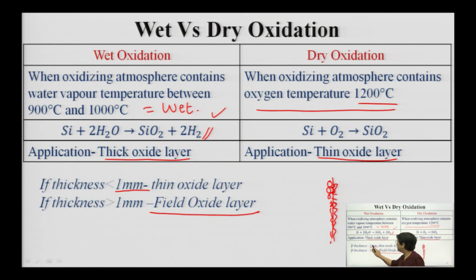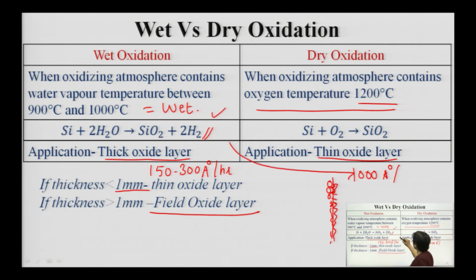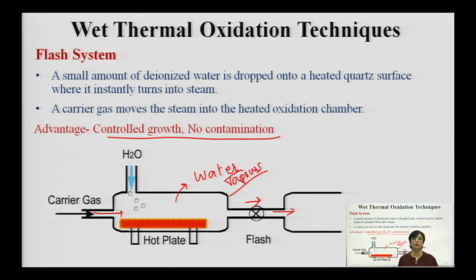Okay, this should be okay. This is basically what we have seen already. In case of wet oxidation the growth rate is in thousands of angstrom per hour, whereas in case of dry oxidation the growth rate is around 150 to a maximum of 300 angstrom, whereas here it will be in the range of 1000 angstrom only. So, this is with respect to dry oxidation, and this is with respect to wet oxidation. We have compared both the oxidation processes, and accordingly we will be applying them in different applications.